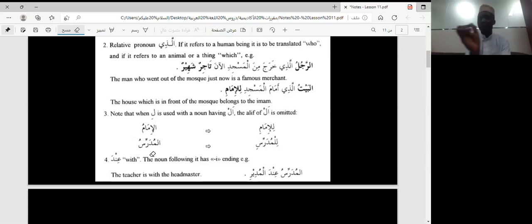Hamza to waslin tasqutu waslan nabda'u biha. This hamza to waslin, tasqutu waslan. When you join it with another word, when another word precedes hamza to waslin, it would be silent. It will not be pronounced. The same thing applies here. When you see li here, it will be silent first and it will not be written as well. Then you say li, lam qamariya muzhara, lil.